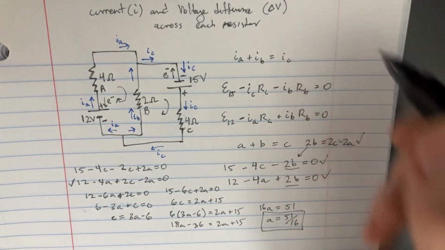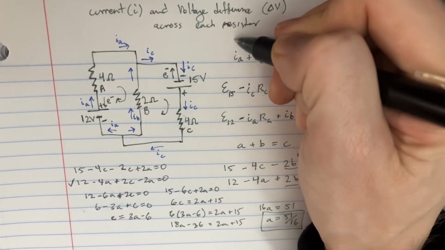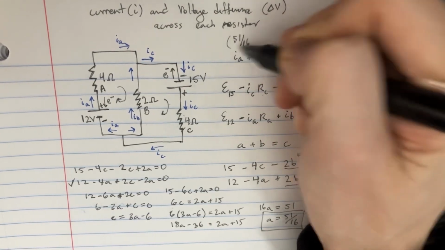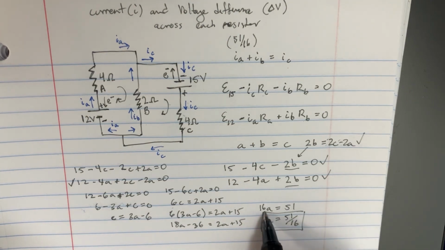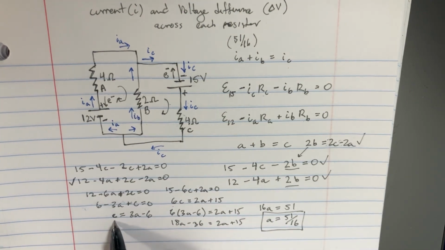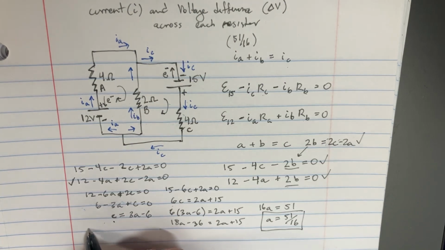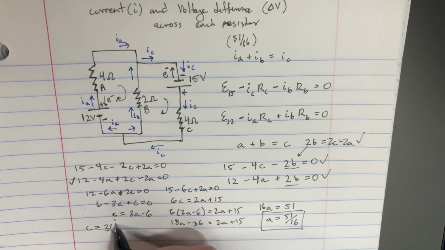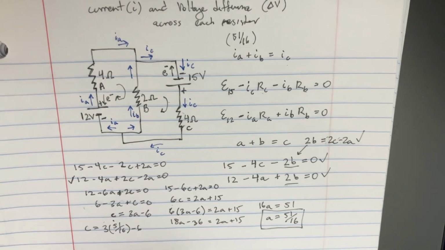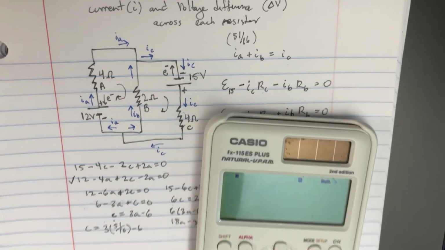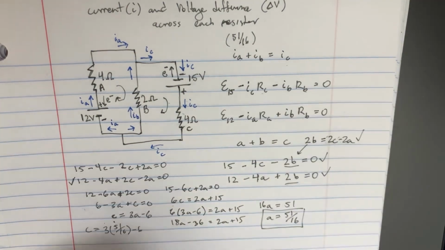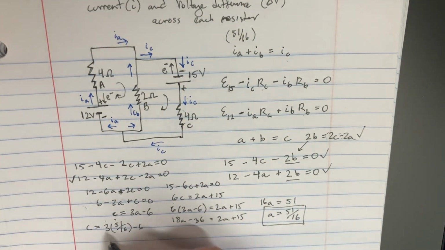That's going to be like current A, 51 over 16. And then we can say, let's plug that in here. So we'll get that C is equal to 3 times 51 over 16 minus 6. If we do that real quick, 3 times 51 over 16 and minus 6 gives us 57 over 16. So I guess that's what C is.